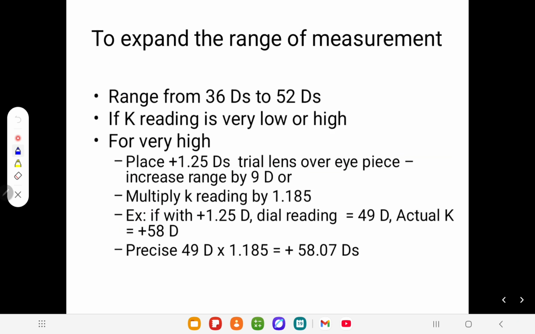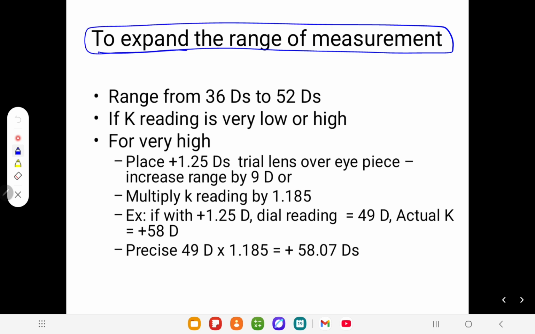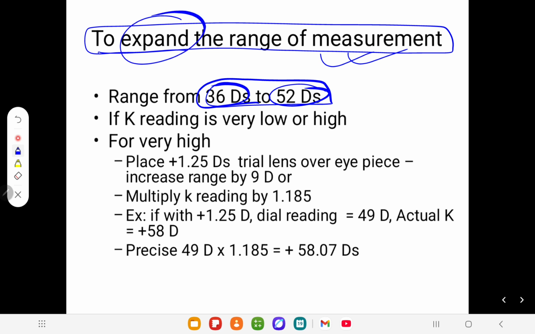Okay, and this is an important concept, and it will be asked in your viva a lot, and it will be very important in facing MCQs too. Okay, so normally the range of keratometry is from 36 diopters to 52. Steepest is 52 diopters, and flattest is 36 diopters. What if the cornea is 30 diopters, or has 58 diopters? What if it goes beyond the range of normal cornea? Then we have to expand the range of normal keratometry. Sorry, expanding the range of normal keratometry is basically what we are trying to do.